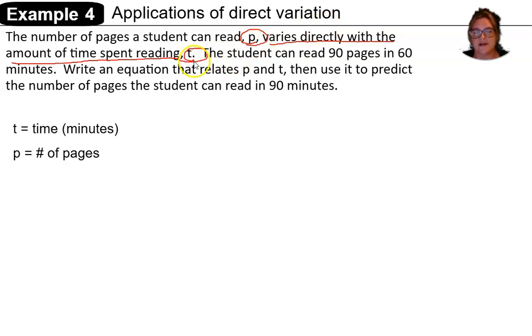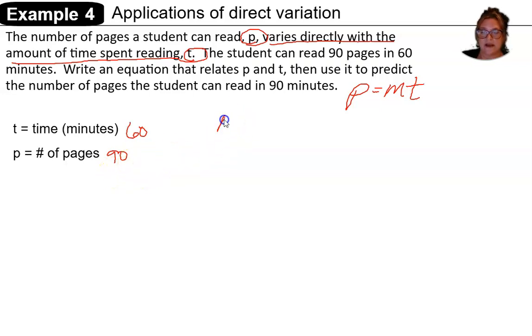So P varies directly with T tells us that P is equal to the constant of variation times T, where T is the time in minutes and P is the number of pages. The student can read 90 pages in 60 minutes. So we put in a 90 for P and the T is 60, right? That would be an ordered pair on this line.